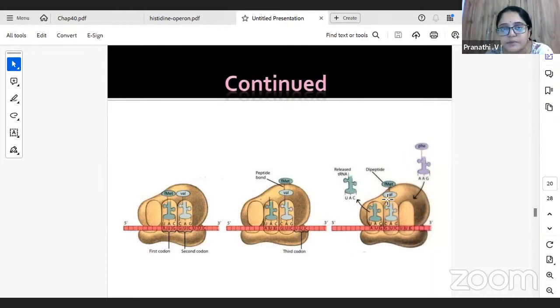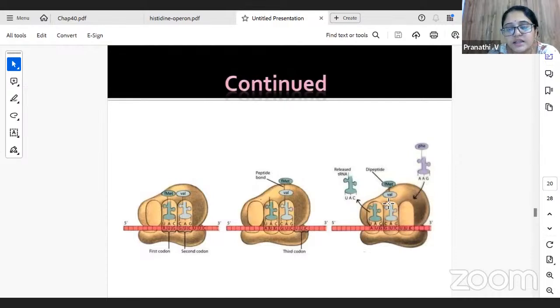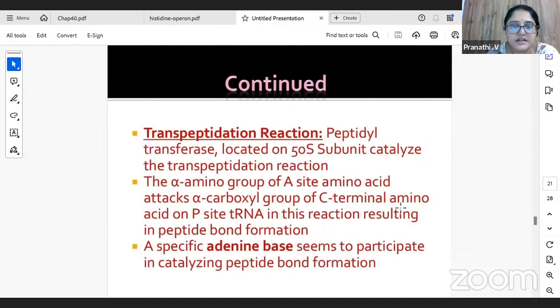And a dipeptide bond is being formed. In this manner, elongation is going to take place, and you also have a transpeptidation reaction, in which a peptidyl transferase, again located in the 50S subunit itself, helps in the formation of the peptide bond. So the alpha amino group present in the amino acid at site A will form a bond with the alpha carboxyl group at the C terminal, because of which a water molecule is lost and a peptide bond is formed.